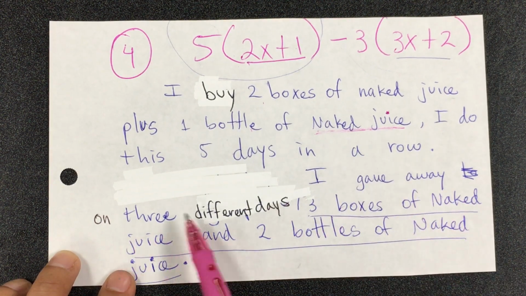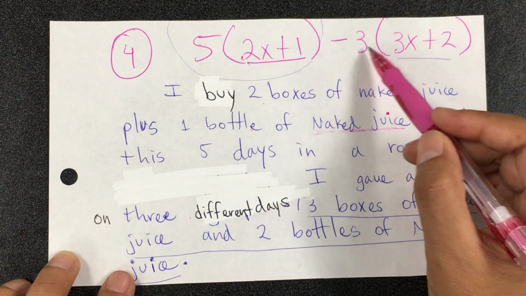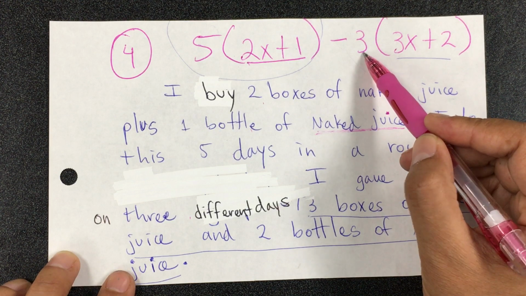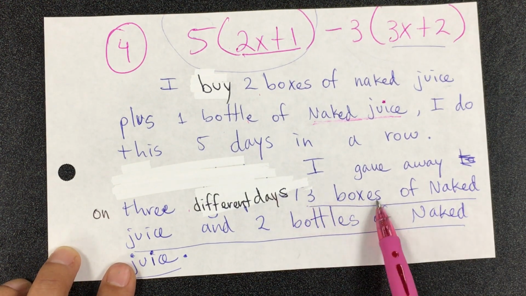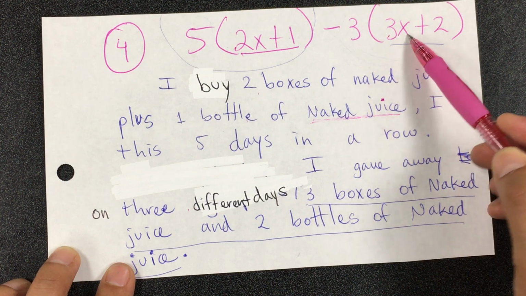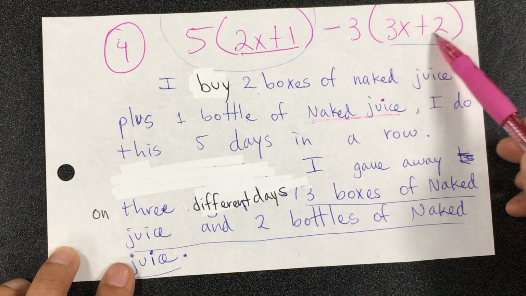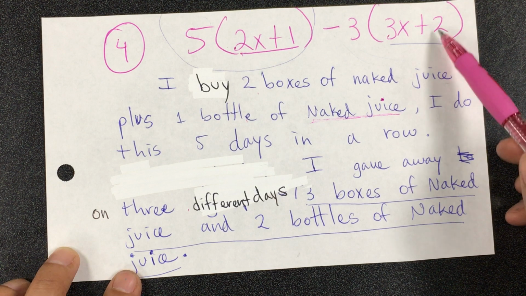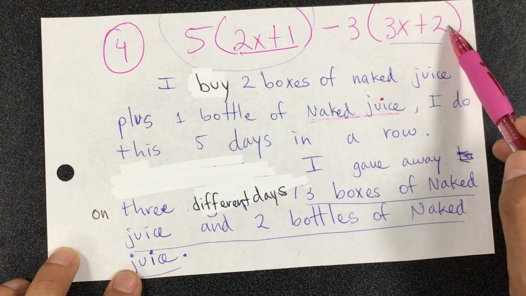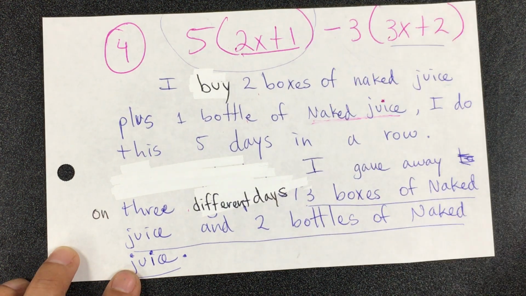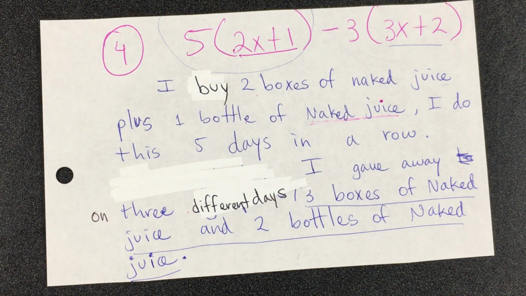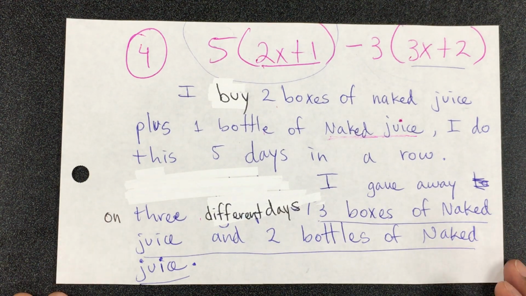I give away on 3 different days, so minus the 3 represents the number of days. And what do I give away? 3 boxes of naked juice and 2 bottles of naked juice. Okay, so I give away this, but I do it 3 times. And so basically that's how you will represent these complex expressions, and I hope it's not too much. So now you can do 1.8 and have fun.